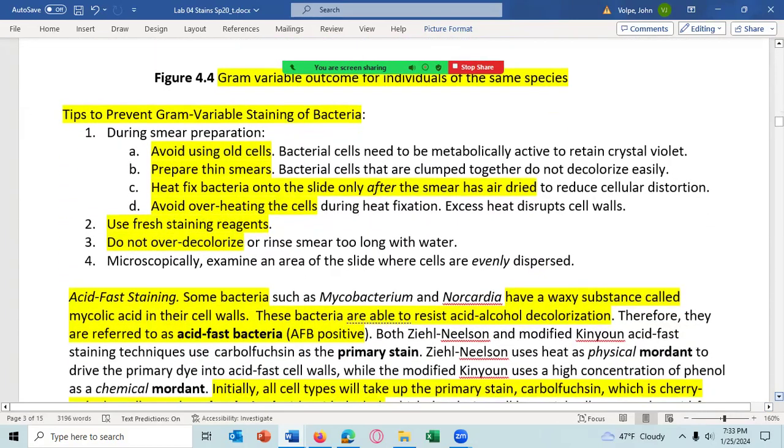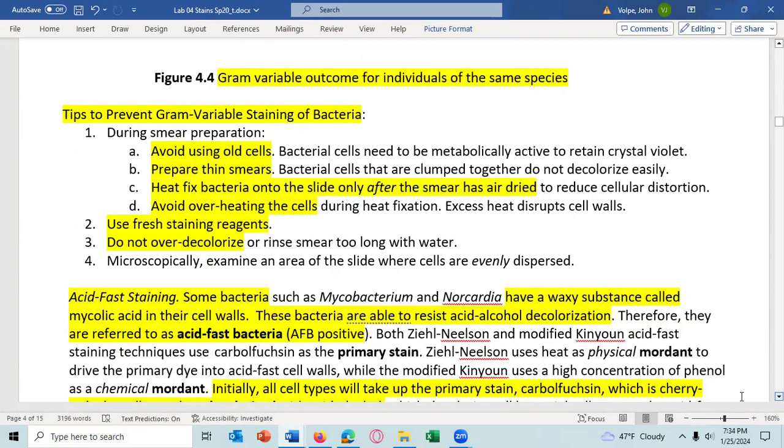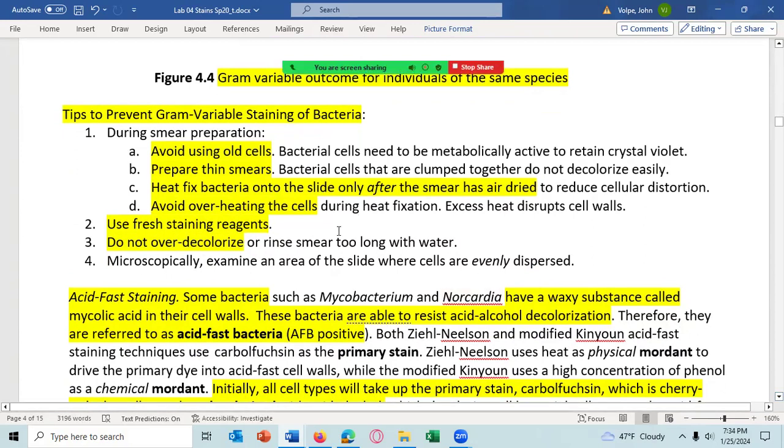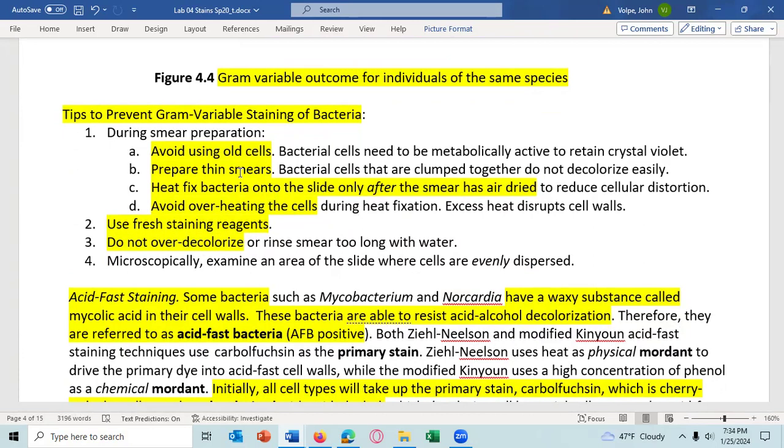All right, there are some tips for preventing your cells from being gram variable. First, and most importantly, avoid using old cells. Old cells are dying cells, and they will not stain correctly with the gram stain. Prepare a thin smear. The ideal bacterial smear is when the bacteria are a single layer thick on the slide.